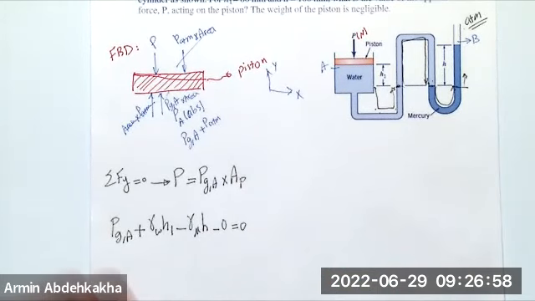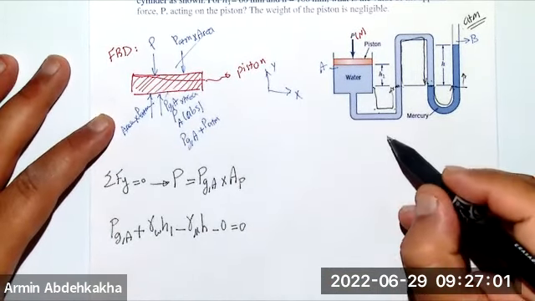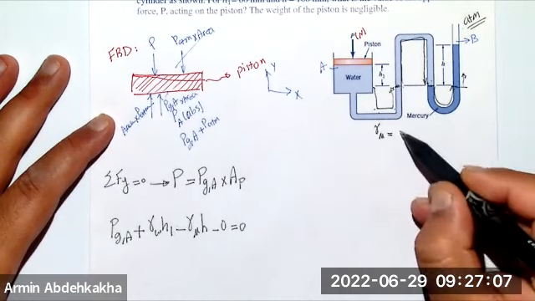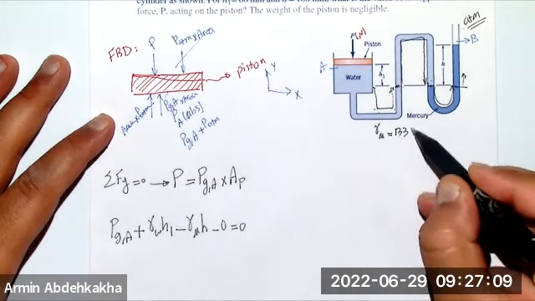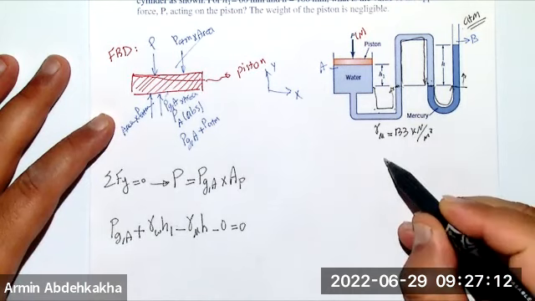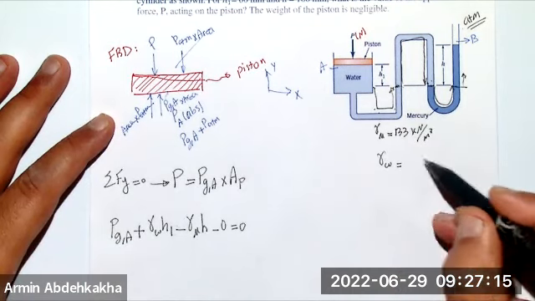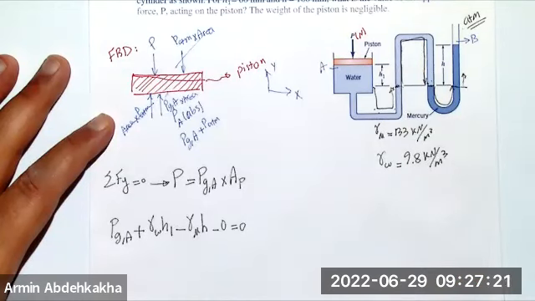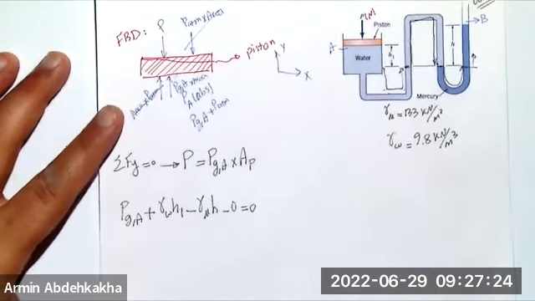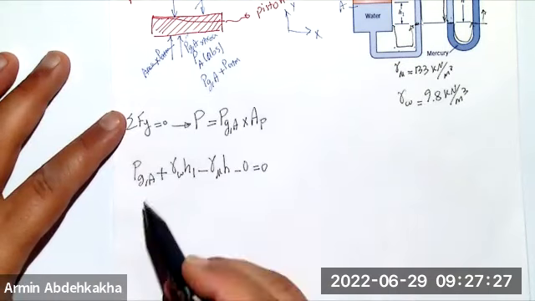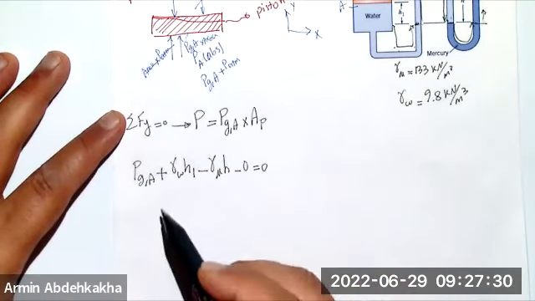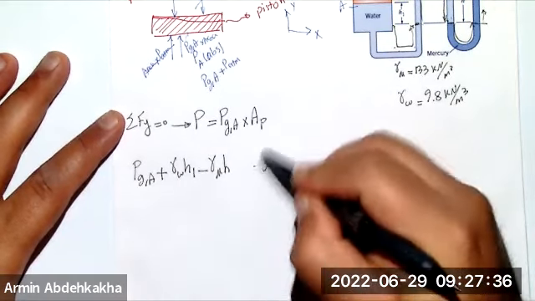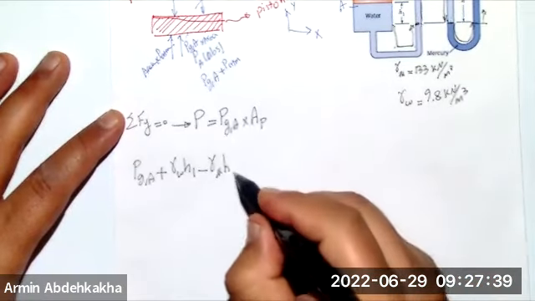Okay, so I need to add the two given numbers here. Gamma of mercury is 133 kilonewton per meter cube, and gamma of water is 9.8 kilonewton per meter cube. So I just need to replace. Clear that, but again, it's going to be 0. I don't want to rewrite it again.